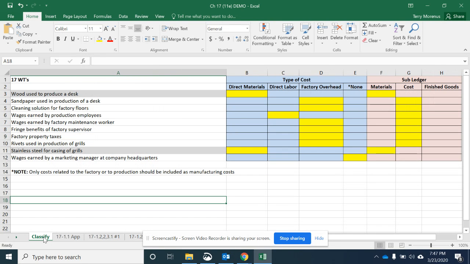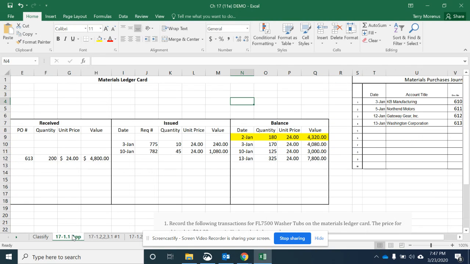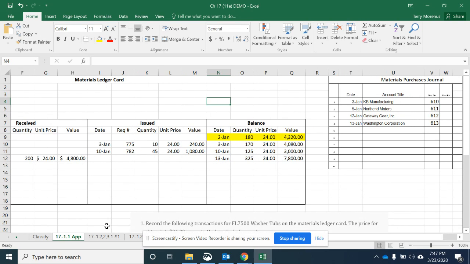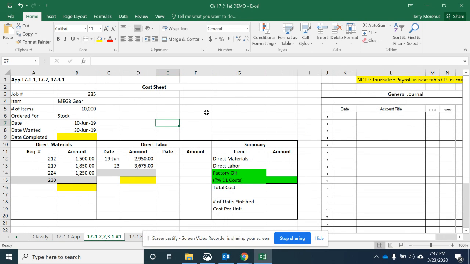Just to review, we classified materials as direct and indirect, and factory overhead if it is indirect. We're going to be referring to this today. Referring to our learning, we looked at a materials ledger card, keeping track of inventory coming in, being issued to production, and keeping a running balance of a particular type of material needed to make something. Now we're going to take a look at the total cost of an item that is actually being sold.